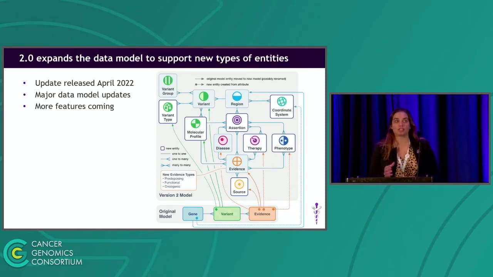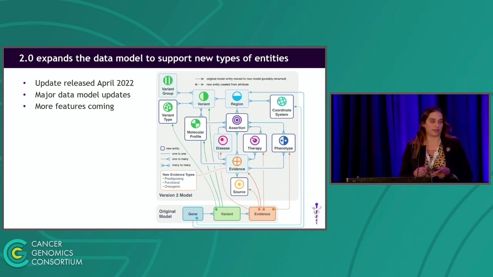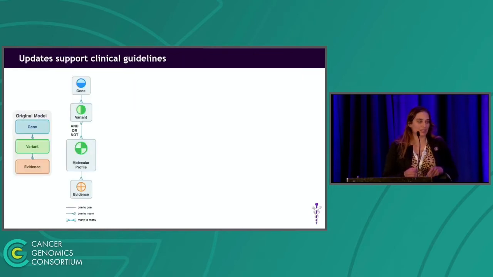So back in April, we actually launched a new version of CIVIC that has really updated the user interface, the API, and also the data model. And some of these big changes were really necessary for us to expand on the existing data model and create more complex interactions. And so we've got more features that are coming, but I'm going to focus on molecular profiles today. So molecular profiles allow you to associate multiple variants using Boolean terms. So you can use and, or, not to create relationships between variants.